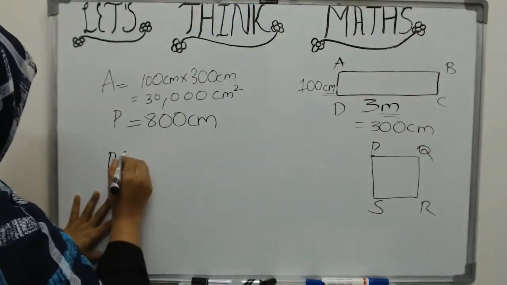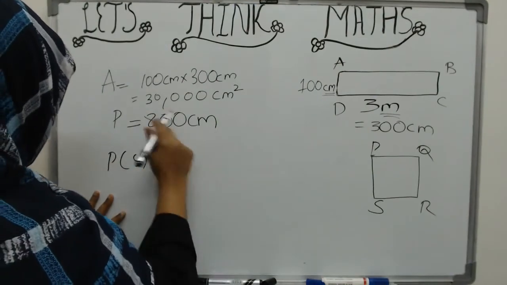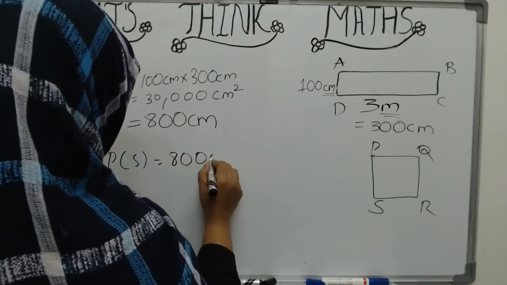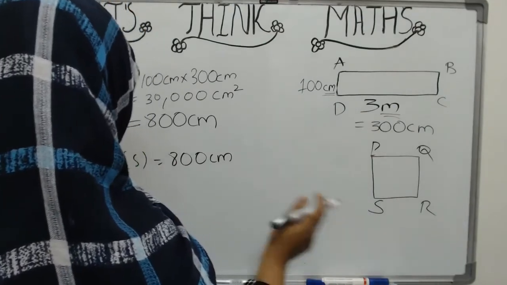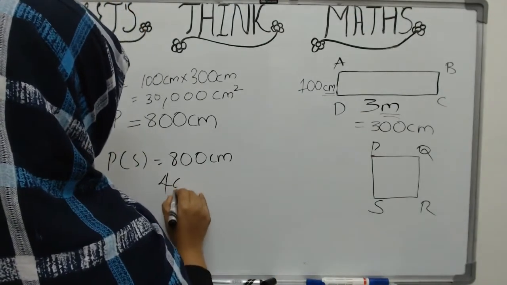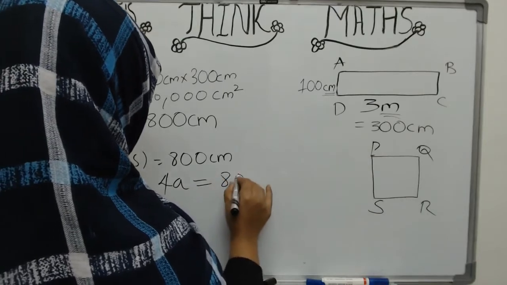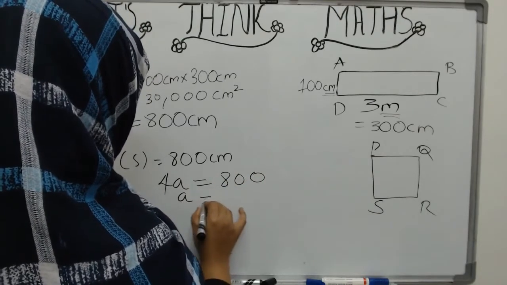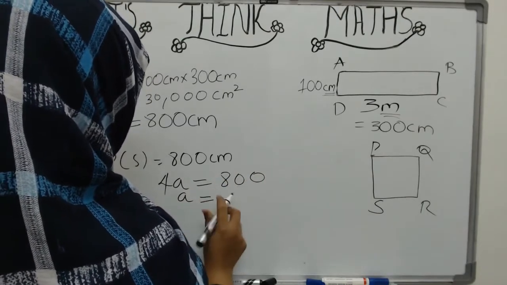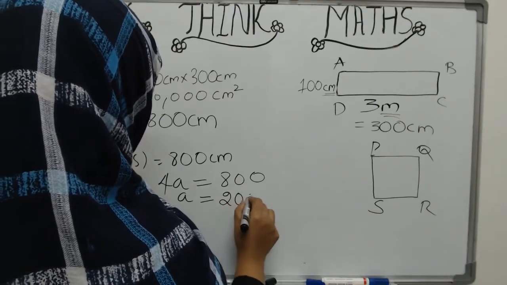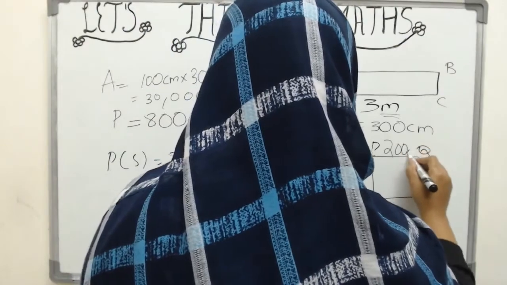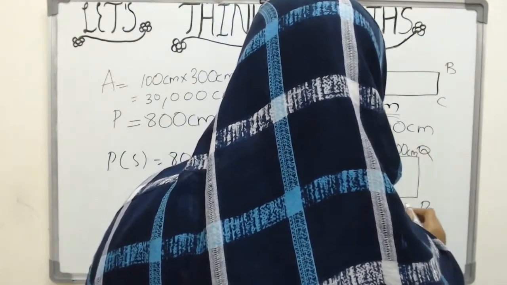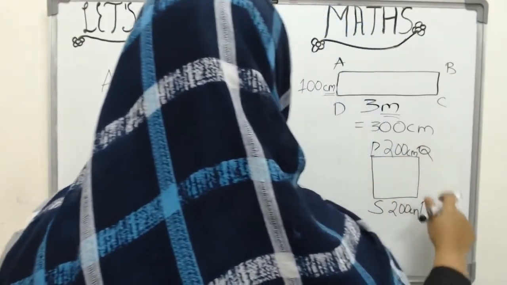And what is that perimeter? We have already found out. It is 800 centimeter. Now what will be the sides then? What is the perimeter of a square? It is 4 times its side. So that means each side is 800 by 4, which is 200 centimeter. So each side is actually 200 centimeter. This is 200, this is 200.